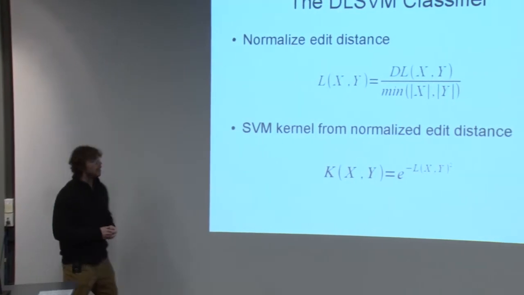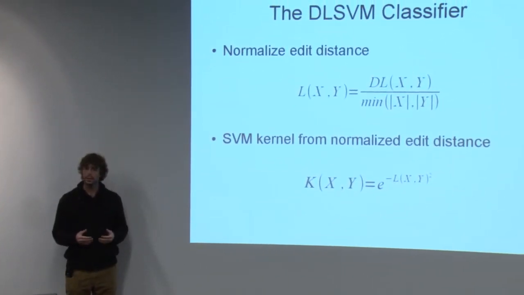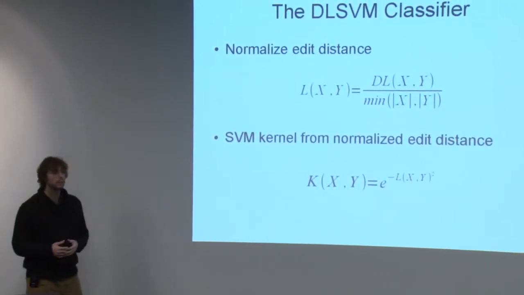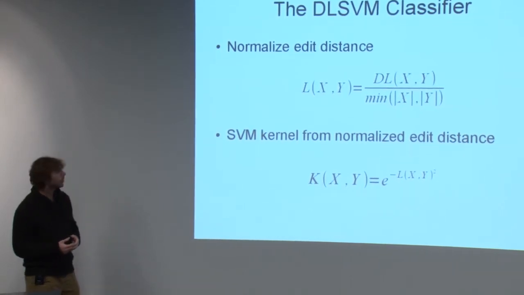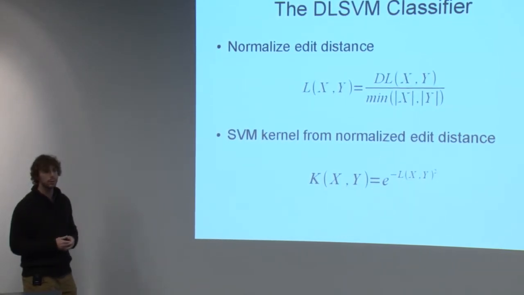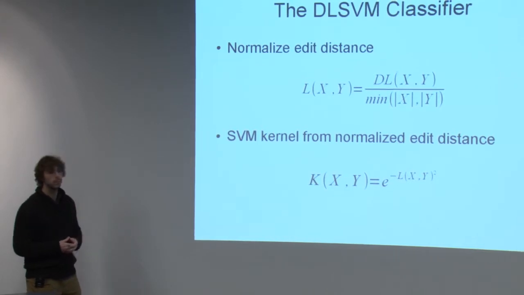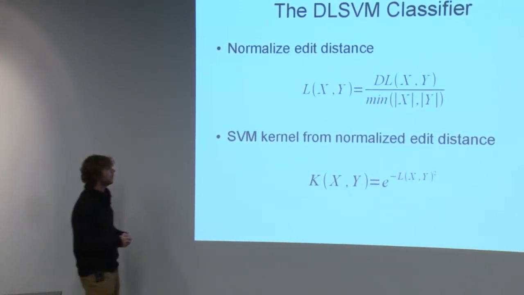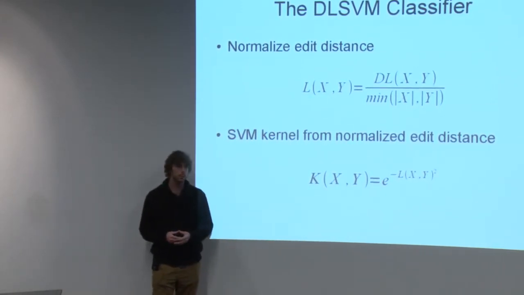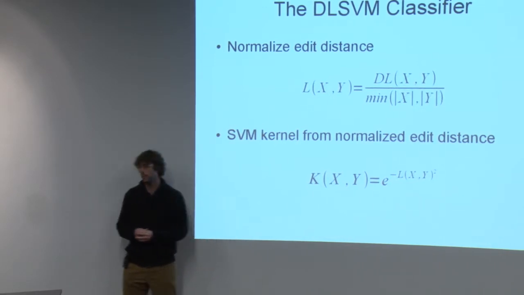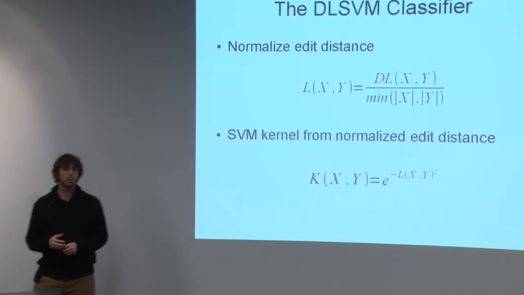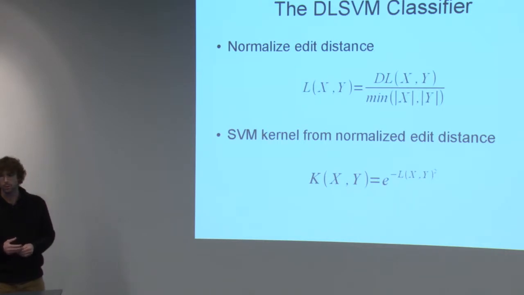So now that we have a distance function that seems to make sense, we need to build a classifier. One natural classifier is a nearest neighbor classifier, which we tried out. It didn't work so well. So in consultation with some machine learning experts, we built a support vector machine classifier. But support vector machines don't operate on distance functions. They operate on kernel functions.